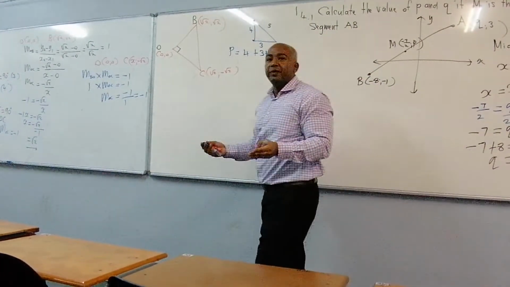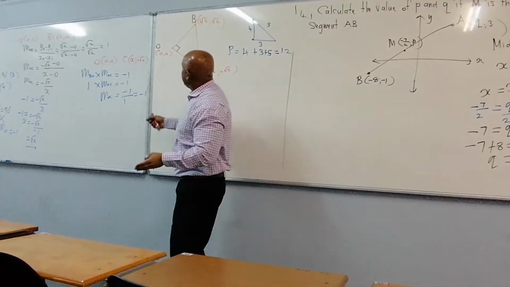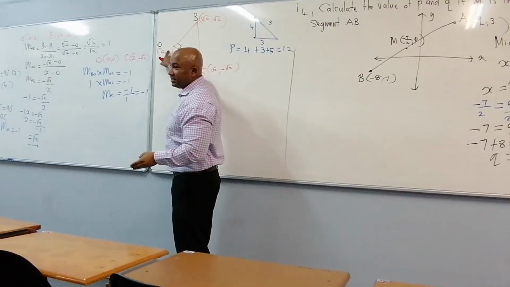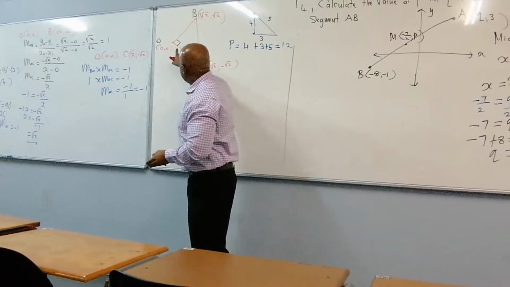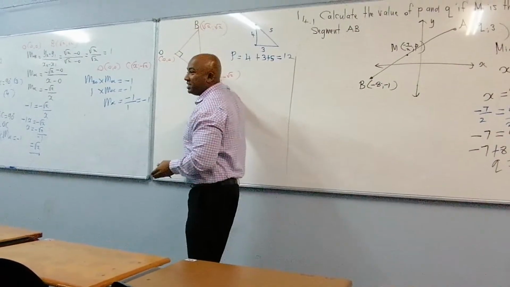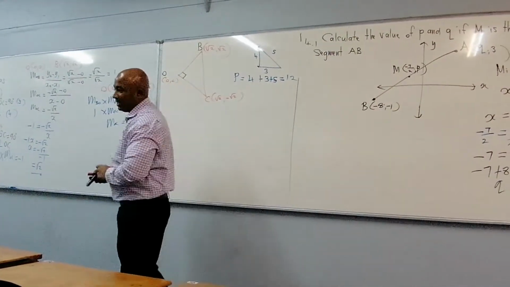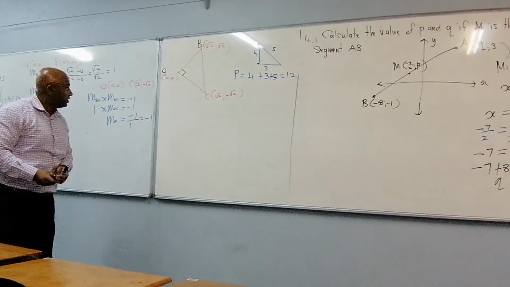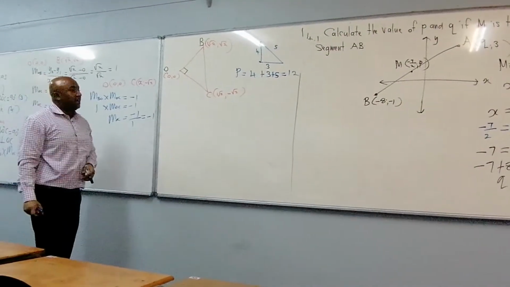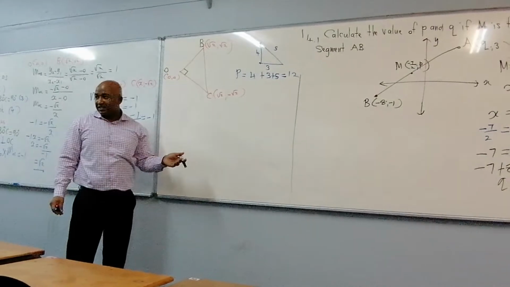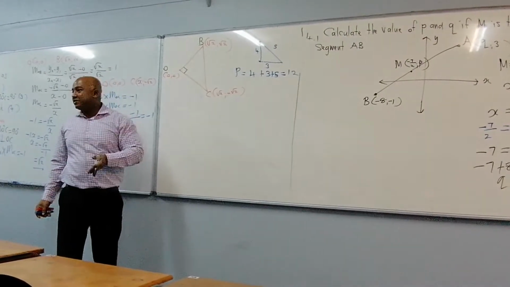So basically what do we need in order to find the perimeter? We need the distance from there to there. We need the distance from here to here. And we need the distance from there to there. So we can add up all the sides. Okay. So how do we work out the distance? We can use the distance formula.